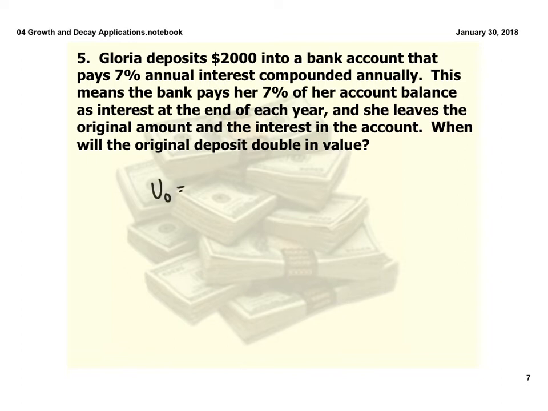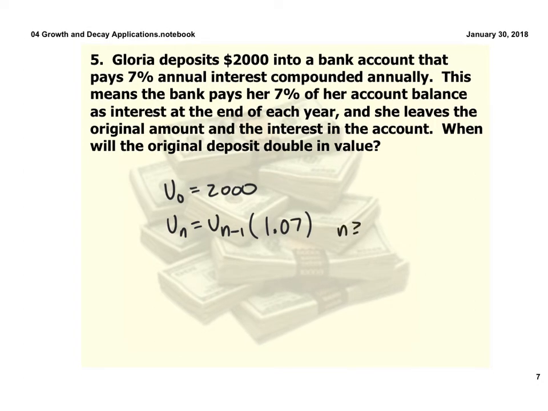So we're going to let u sub 0 equal 2,000, which would be our starting amount. U sub n is equal to u sub n minus 1. If we're growing by 7%, that would be a common ratio of 1.07, and n is greater than or equal to 1. Okay, we're going to look at when the original deposit will double in value. So we're looking at the value of $4,000.